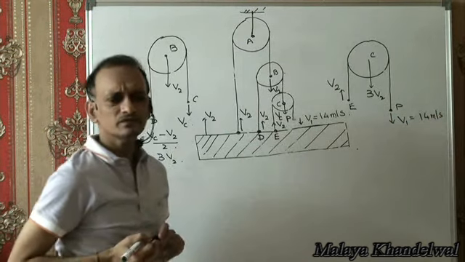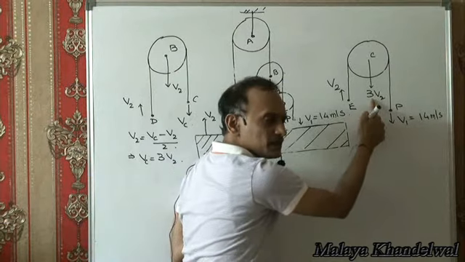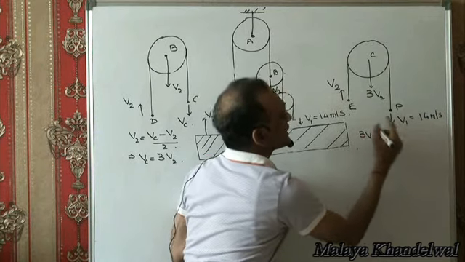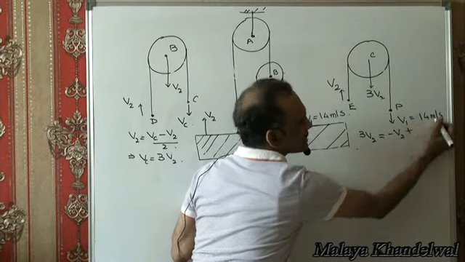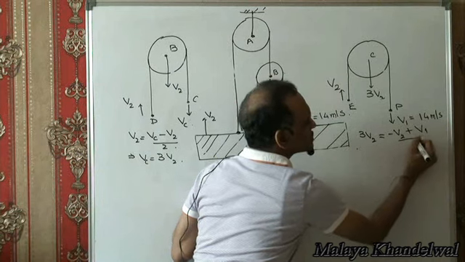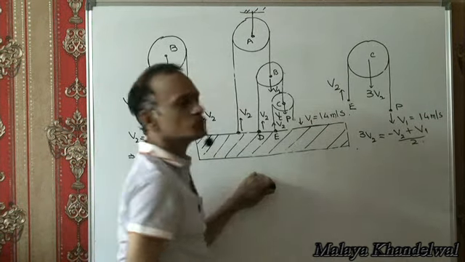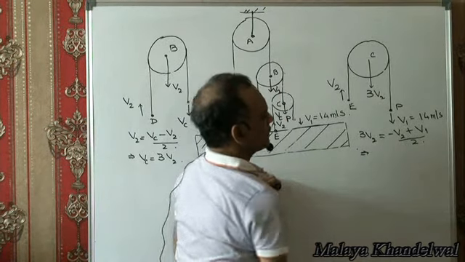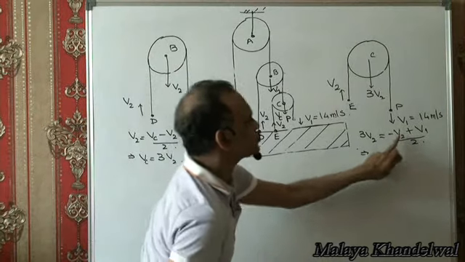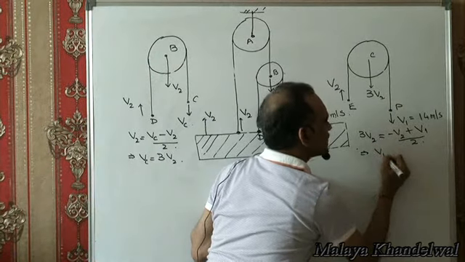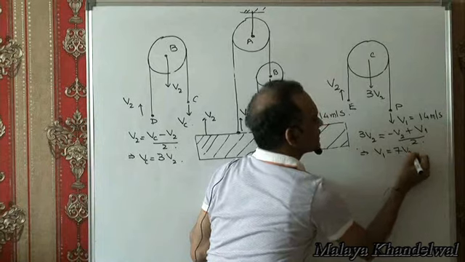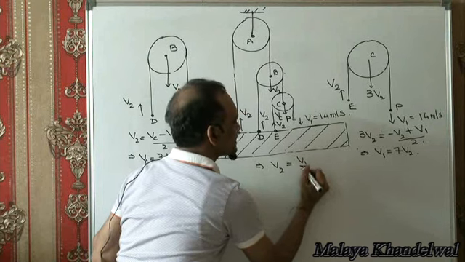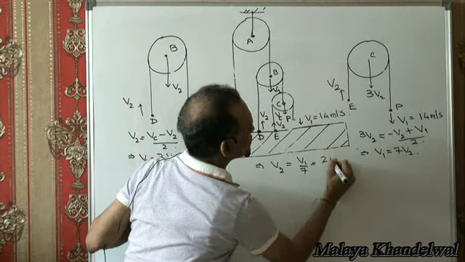Good. There we go. I apply the pulley relationship: 3V2 equals, now this I'll take as minus V2, plus V1, divided by 2. Yes or no? So that gives me 6V2 plus V2, 7V2, equal to V1. And V2 therefore is going to be V1 by 7, which means 2 meters per second.